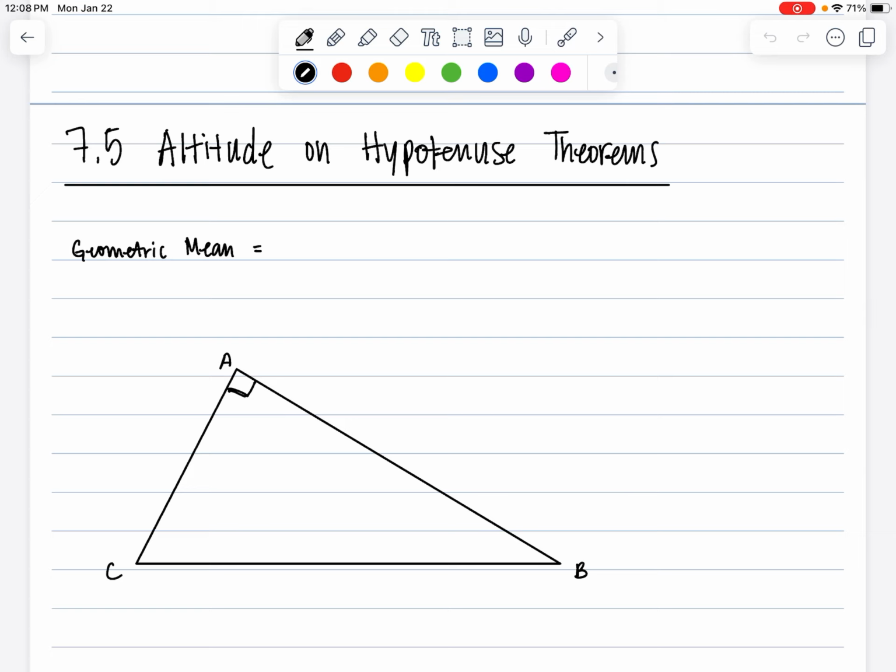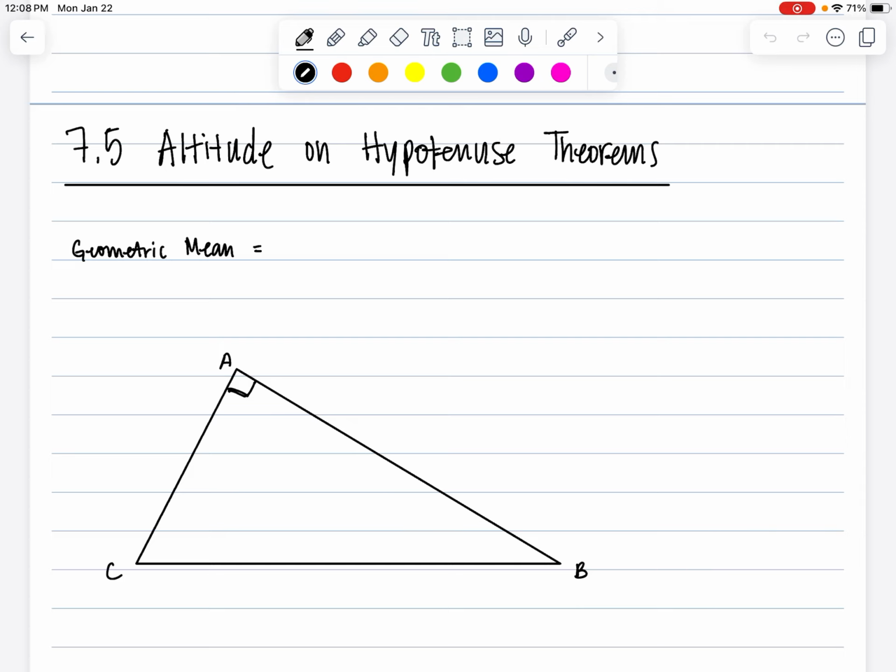Now, arithmetic mean is like the average. If I ask you what's the arithmetic mean between two test scores, let's say a 90 and a 100, you just take 90 and 100, add them up, and divide by 2, okay? Geometric mean is slightly different.